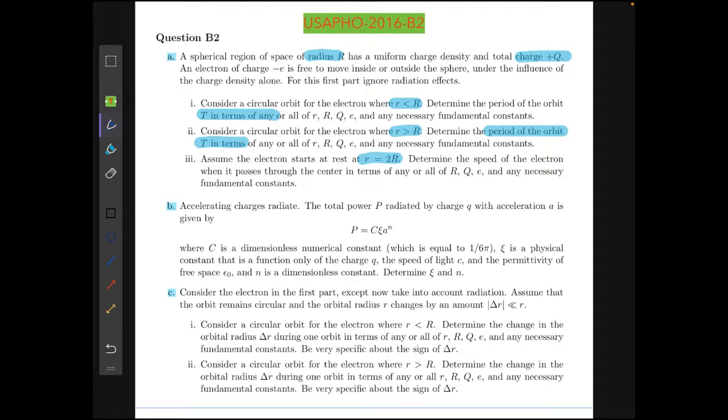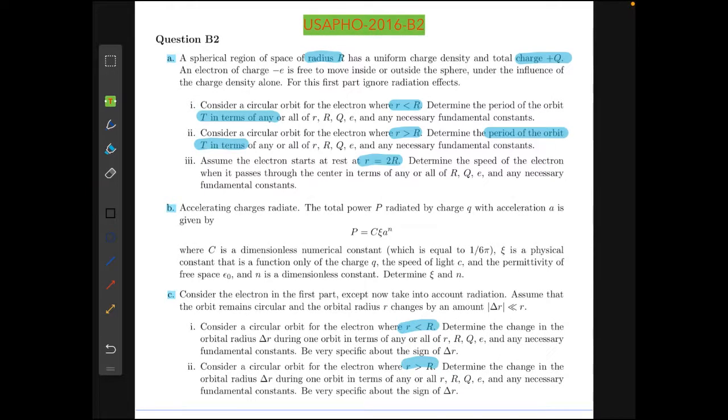And in the other case, we have to work out the case when r is greater than R. These two are the cases. So yeah, let's see.